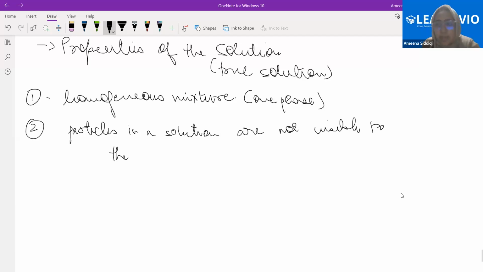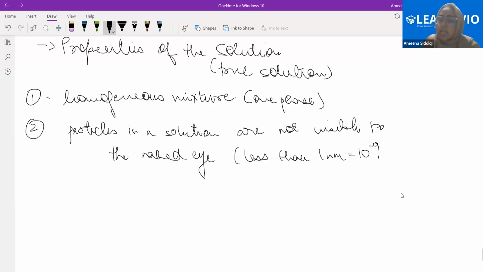And why are they not visible? Because they are very small, and we will discuss the size. The size is less than 1 nanometer. And 1 nanometer is 10 raised to the power minus 9 meters, right? So if the size is 1 nanometer, that is not a solution. The size has to be less than 1 nanometer for it to be a solution.